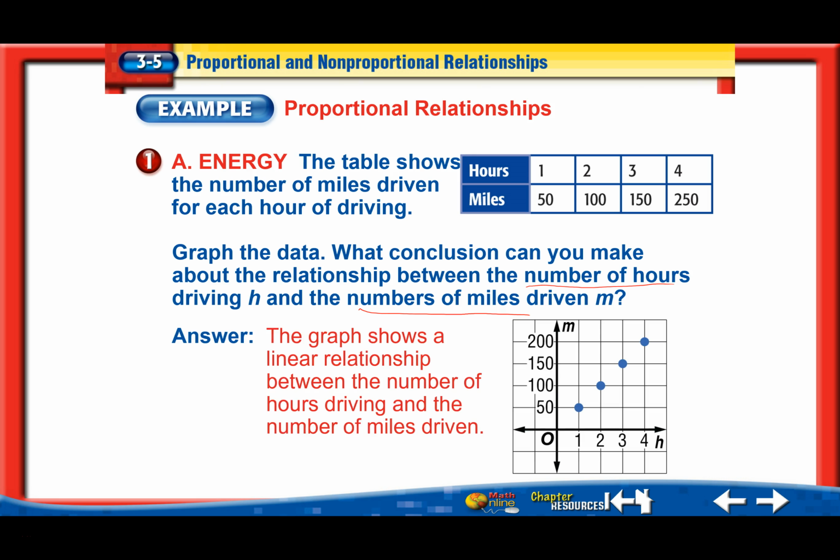Well, the graph shows a linear relationship, except they made a mistake. 4 here is supposed to be 200, according to this graph. The graph shows a linear relationship between the number of hours and the number of miles driven. So that would be our conclusion. All we can really say is it is linear, is all we can say for now.